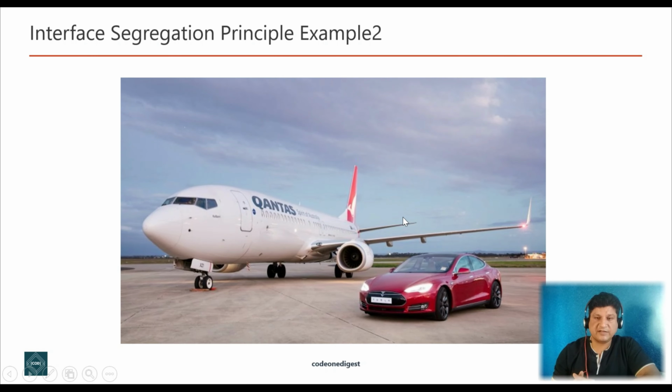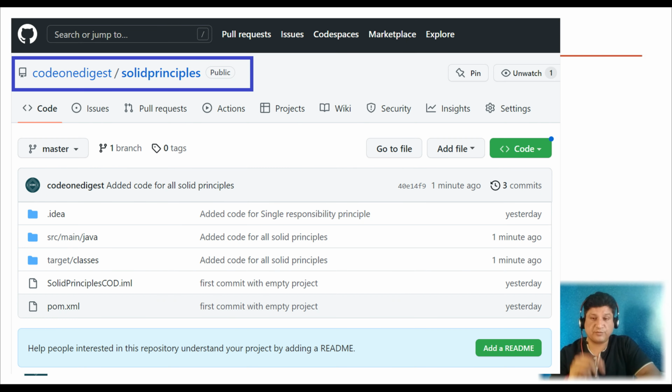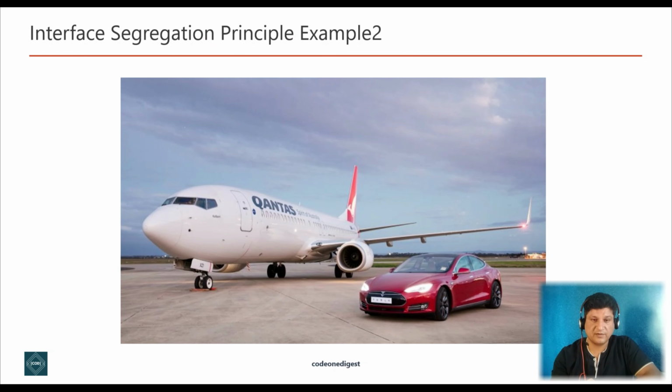Friends, now let's see another example of the interface segregation principle that I have prepared in Java. I have prepared a Java code implementation for the interface segregation principle and I have shared this project in my GitHub repository. You can download the code and play with it. You can see the repository link is shared on your screen and also provided in the description section of this video. So let me give you a code walkthrough for the interface segregation principle.